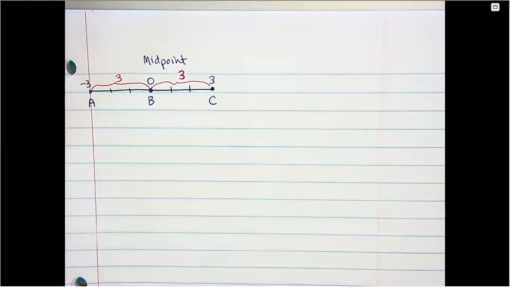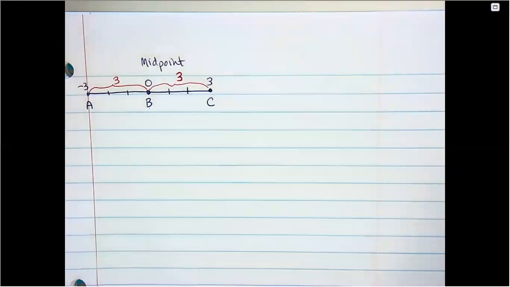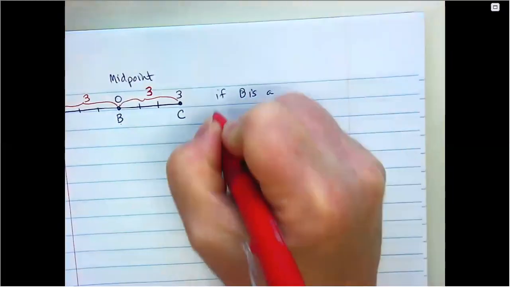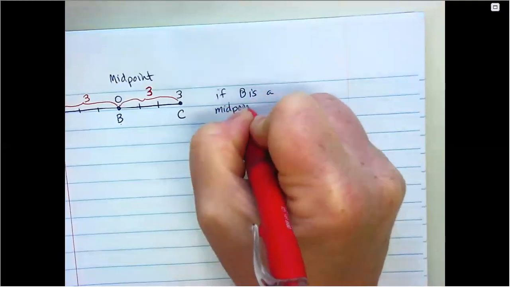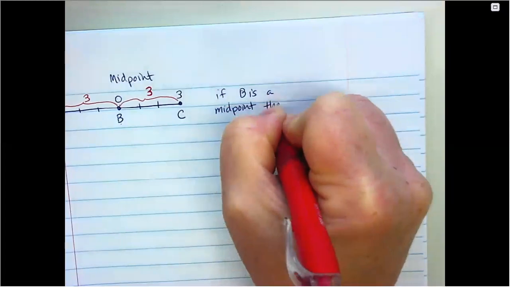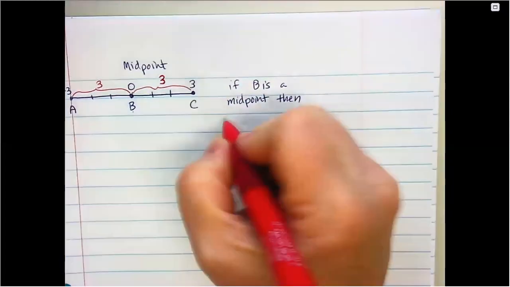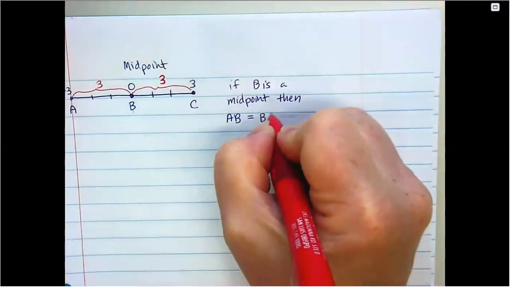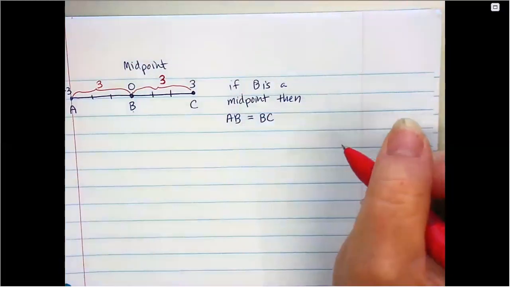So they are equal. If B is a midpoint, then the distance from A to B will be equal to the distance from B to C. Makes two equal parts.